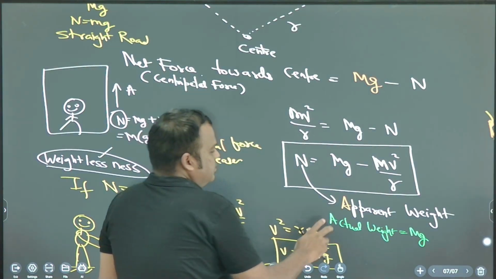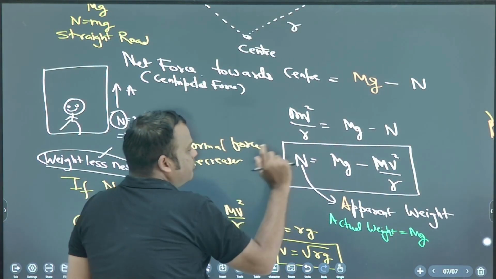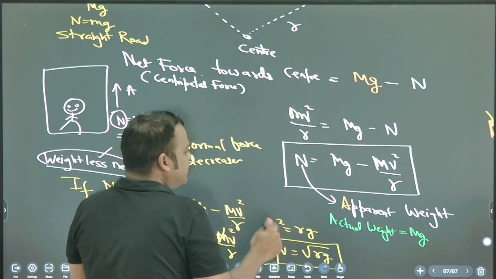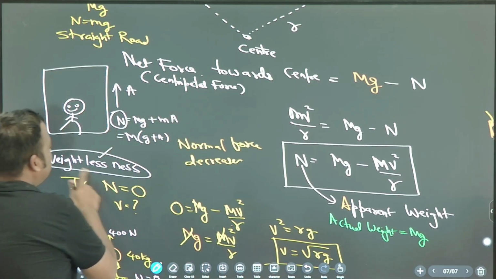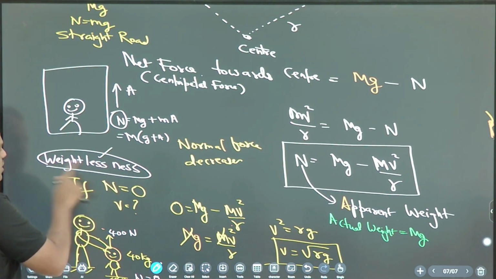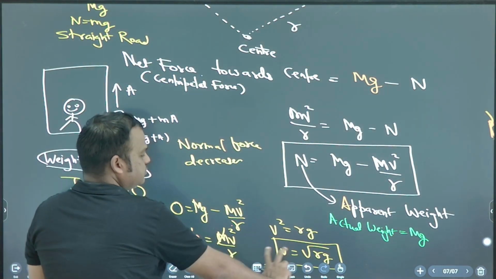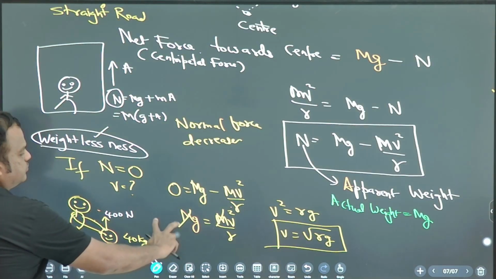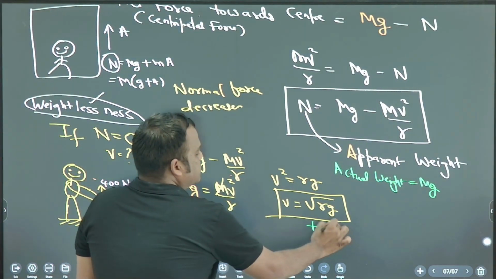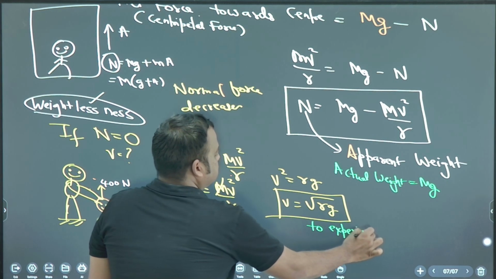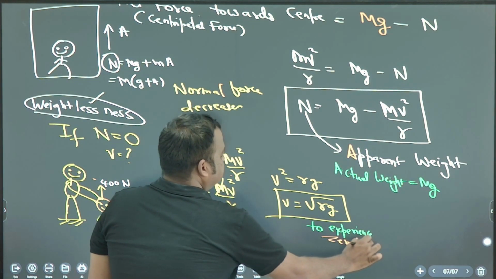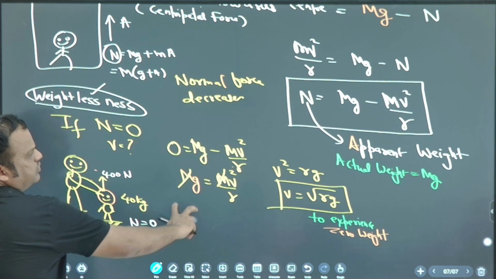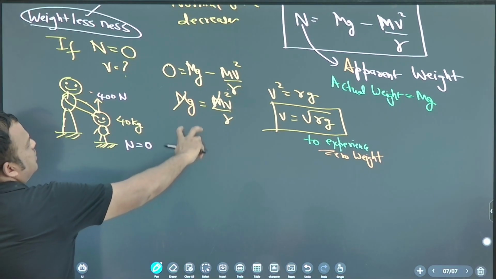So will you experience more weight or less weight? Less weight. Suppose I want to experience zero weight. That is known as weightlessness. So what should be the speed? Root Rg. So to experience zero weight, your speed should be square root of Rg. Clear? Okay, next you write down.